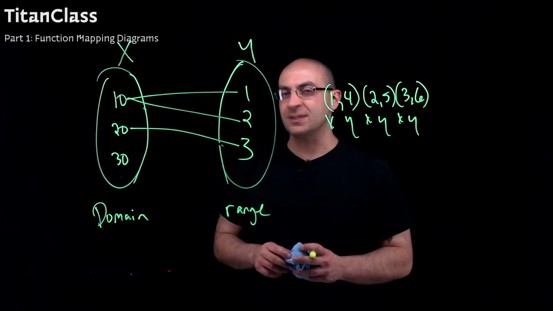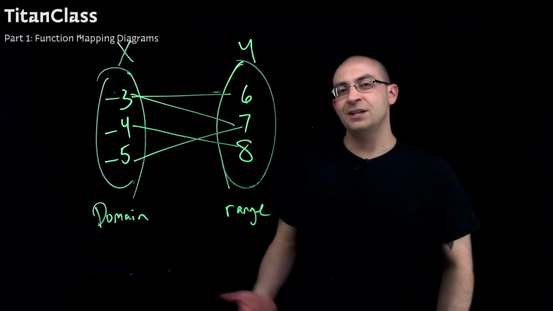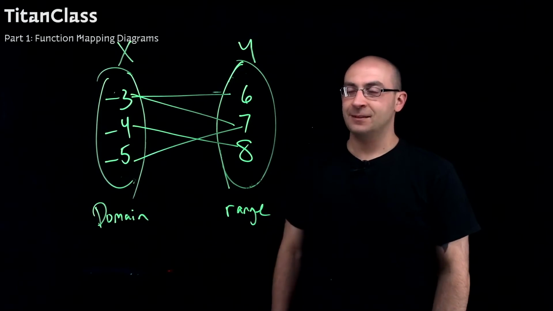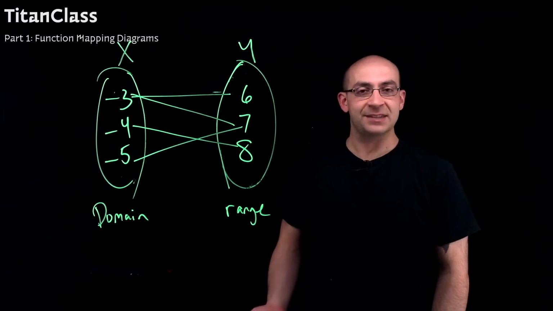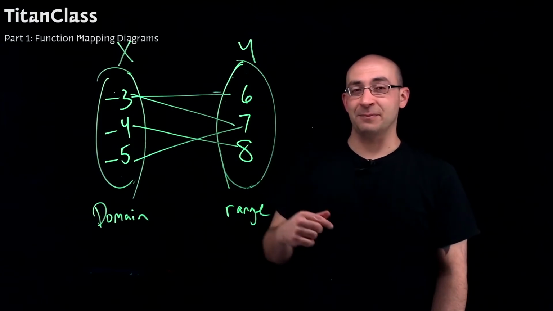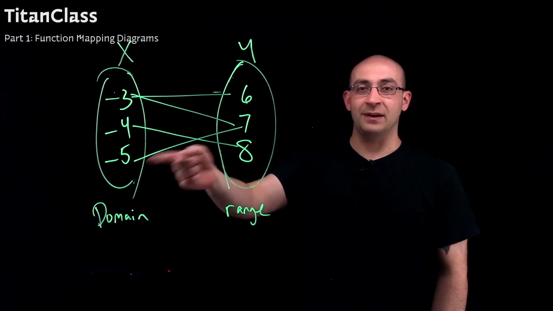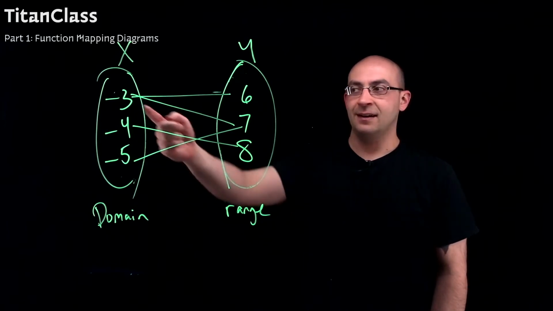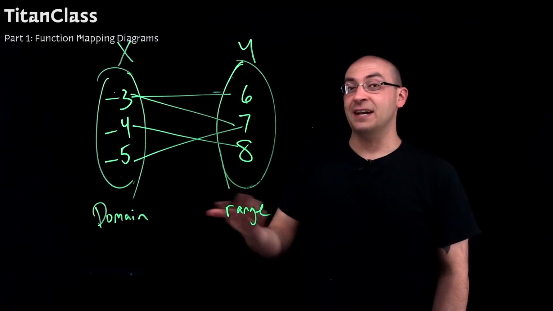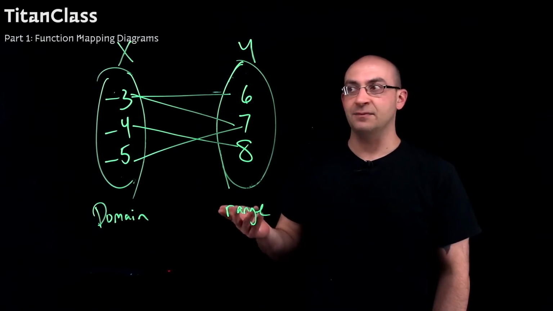Let's try a couple examples to see if we really get it. All right, check out this example. Is this a function or is it not a function? Well, you can really just tell by how many arrows are coming from the x values. You see that -3? There are two lines or two arrows coming from there. The -4 only has one and the -5 has one, but that's irrelevant. Because that -3 has two things coming from it, this is not a function. So you would say not a function for this particular set of mapping.